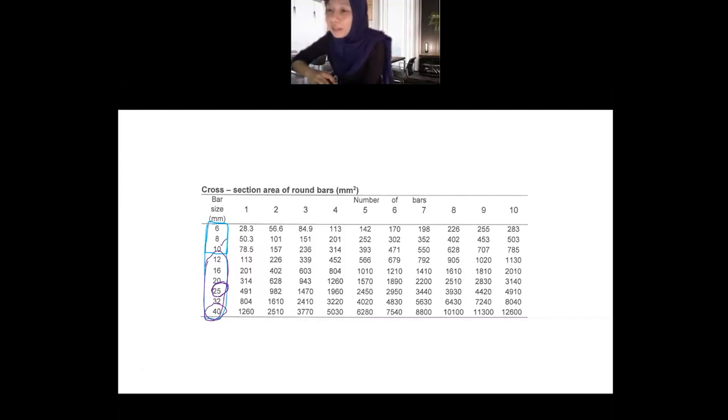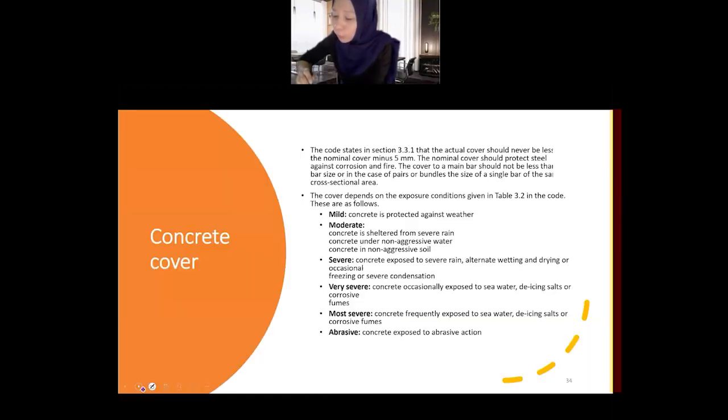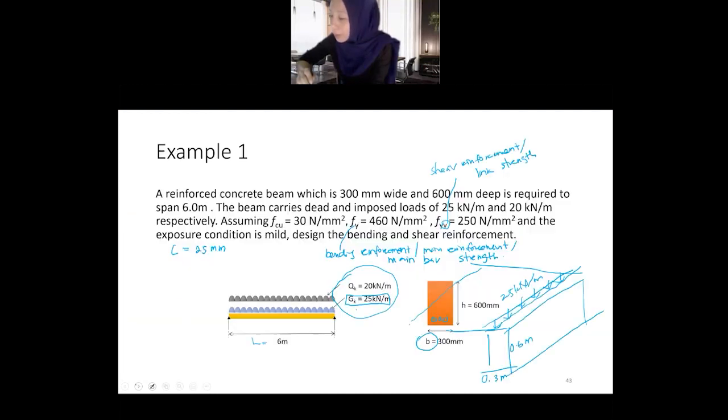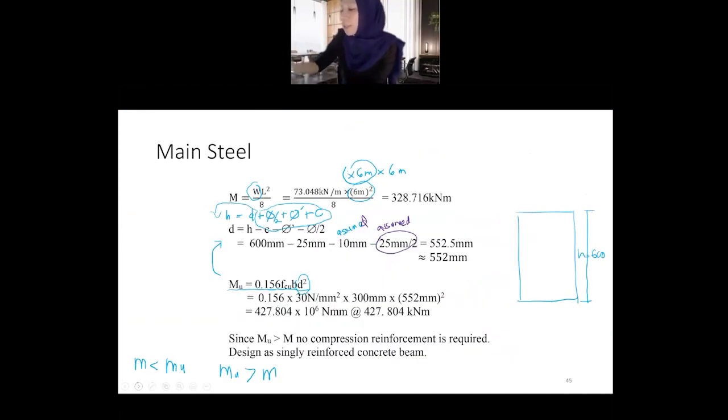Okay. And normally kita akan elakkan, we tend to avoid using 40 mm because it is big and it is expensive. Okay, 32 ni pun expensive juga. So that's why I assume 25. So I assume 25 mm for bending reinforcement. Alright. And then kita divide by 2. Ikut formula, kira I dapat 552.5. Okay. Bila I dapat 552.5, I round down.